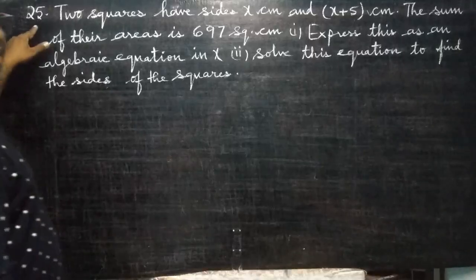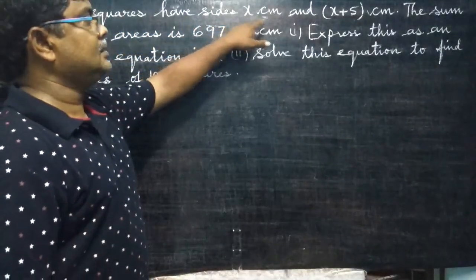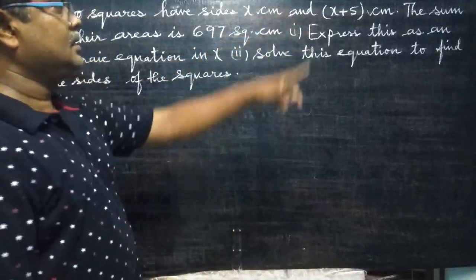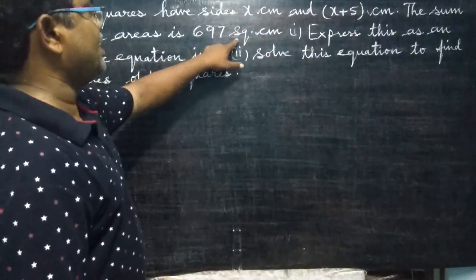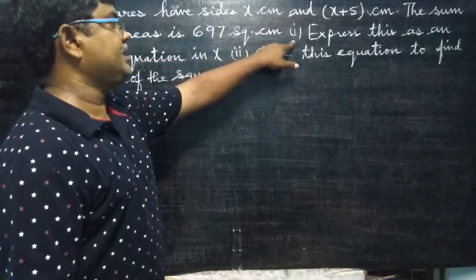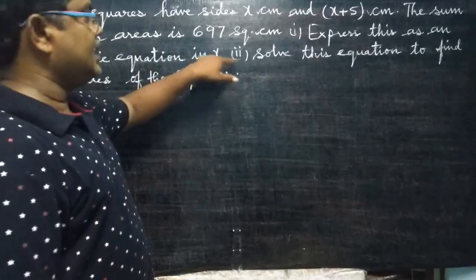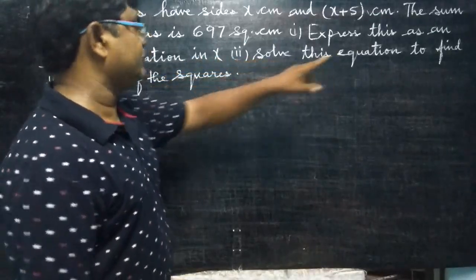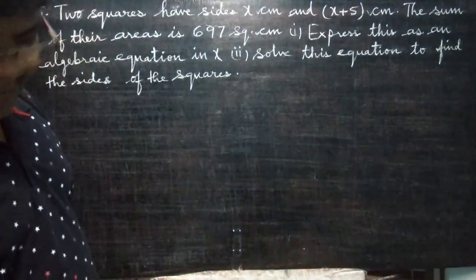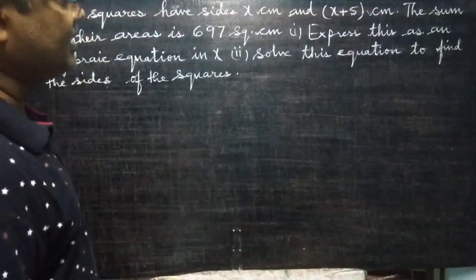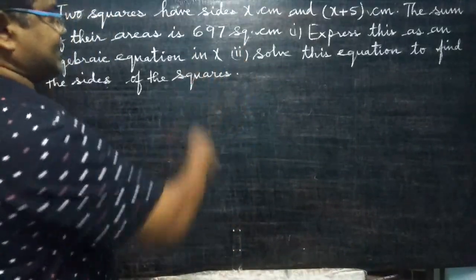Hi students, 25th problem. Two squares have sides x centimeters and x plus 5 centimeters. The sum of their areas is 697 square centimeters. First bit, express this as an algebraic equation in x. And second bit, solve this equation to find the sides of the squares. Here two types of squares are there. They are not equal squares. One has x and another has x plus 5 as sides.